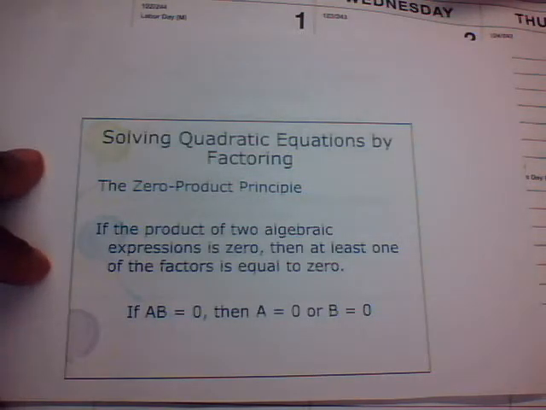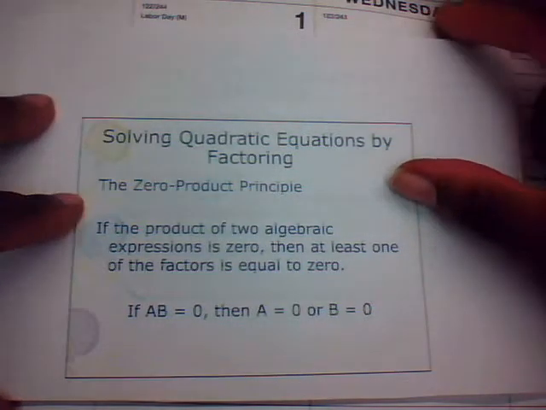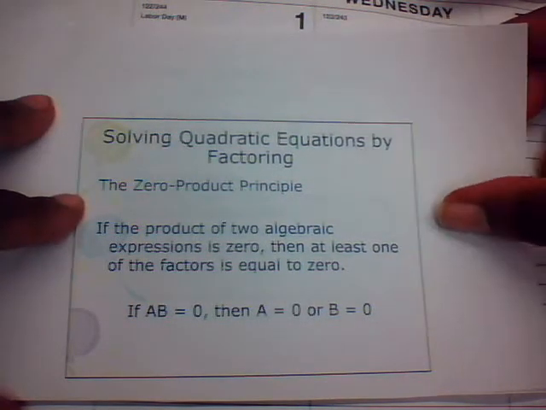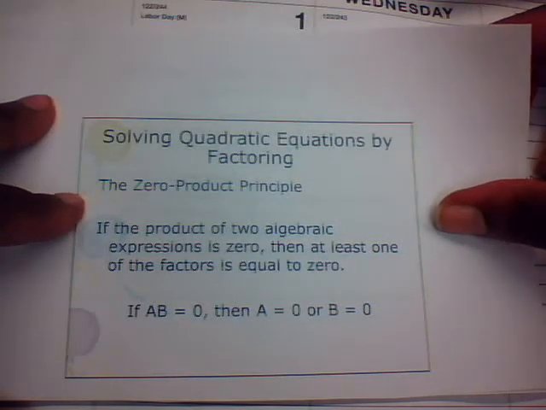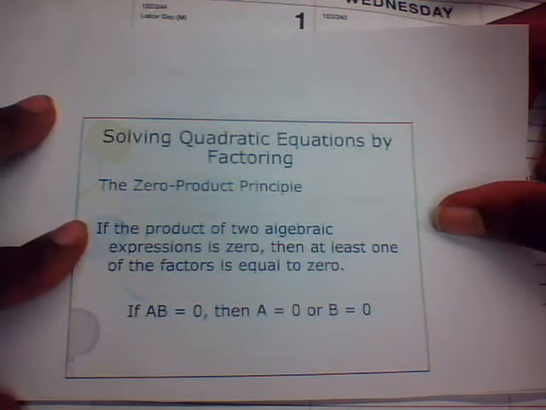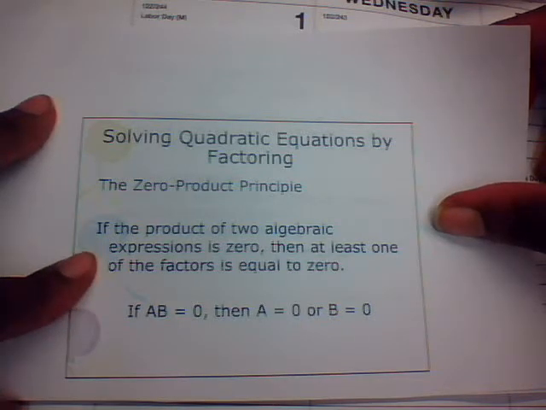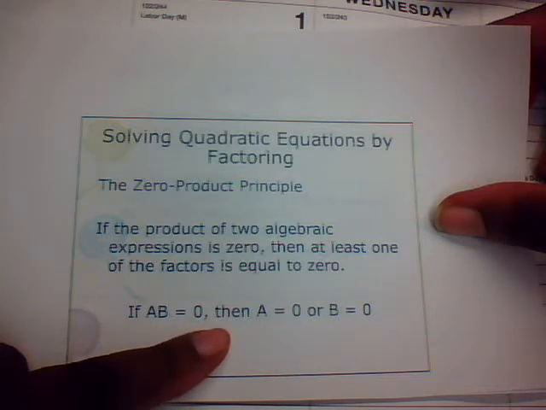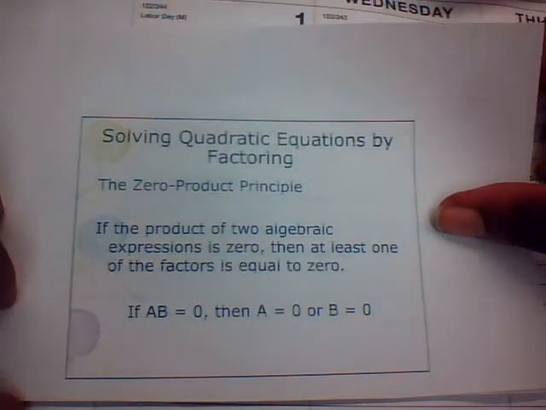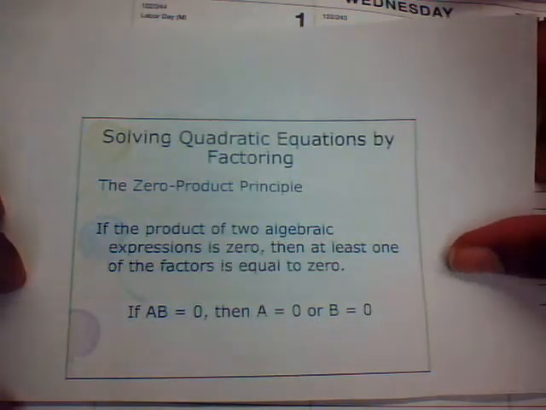Let's look at how we can solve a quadratic equation. The first method is by using the method of factoring, and for that we'll have to use what they call the zero product principle. And what that means is this: if the product of two algebraic expressions is 0, then at least one of the factors is equal to 0. Meaning, if a times b is equal to 0, then a is equal to 0 or b is equal to 0.